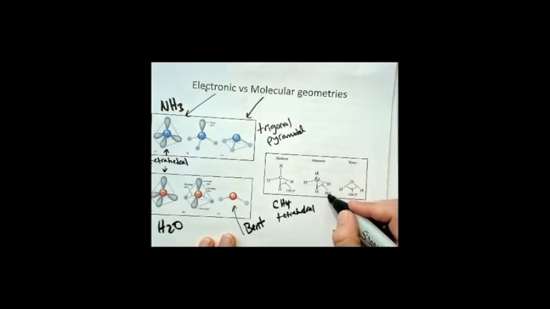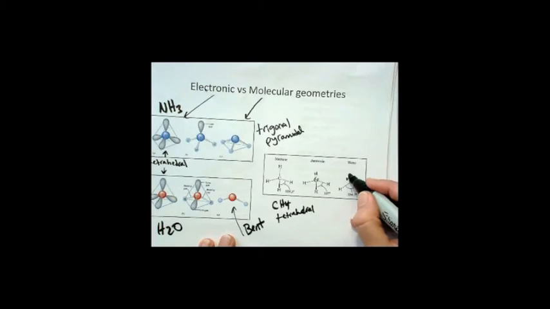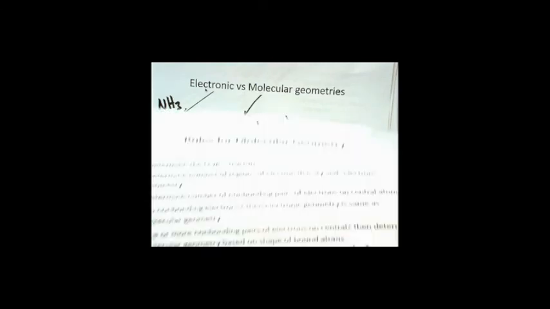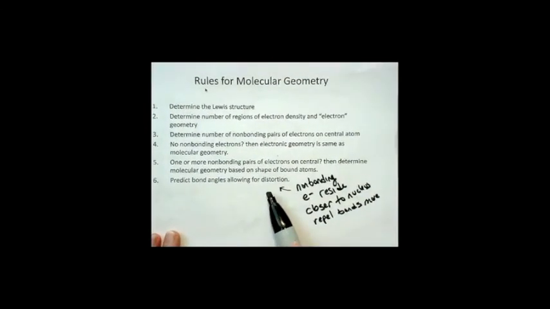So they're about 107. And then for water, you have two non-bonding pairs of electrons, so you have more push down on these bonding pairs because the non-bonding pairs reside closer to the central atom because there's no other atom to pull them further away. So they push down more, and that's even a smaller bond angle of 104.5 in that bent structure. That's what that last point, predict bond angles allowing for distortion, means.